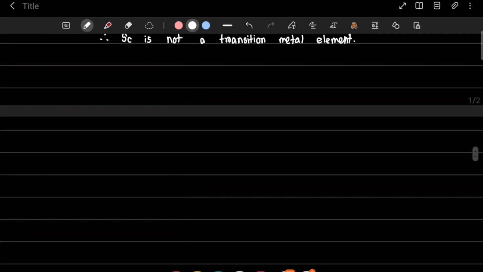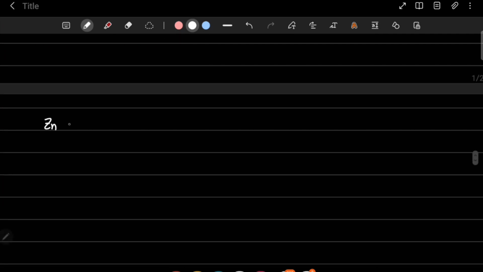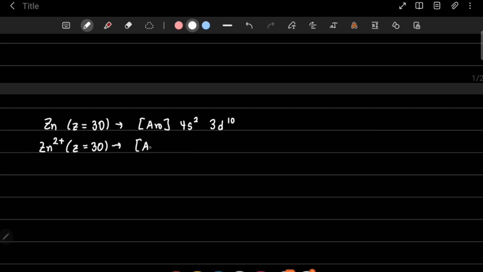There is another D block element which isn't a transition metal, and that is zinc. Zinc has an atomic number of 30. Its electronic configuration is argon 4s2 3d10. Now the only stable ion for zinc is zinc 2+. The atomic number is still 30, but there are 2 electrons less than 30, so we'll have 28 electrons. For argon, this is 4s0 3d10.